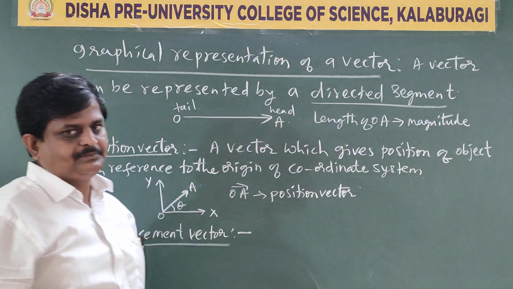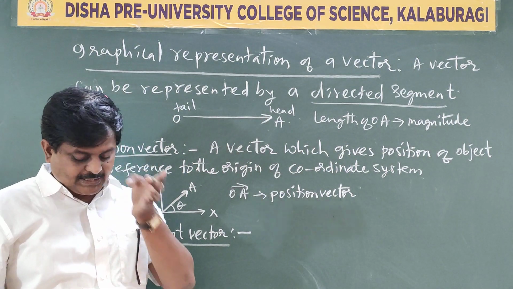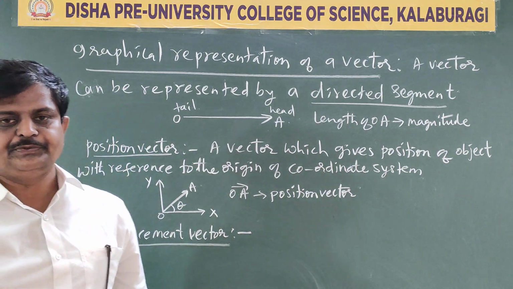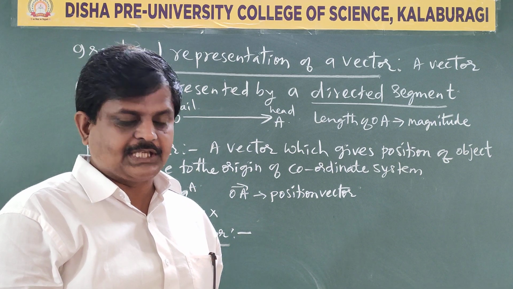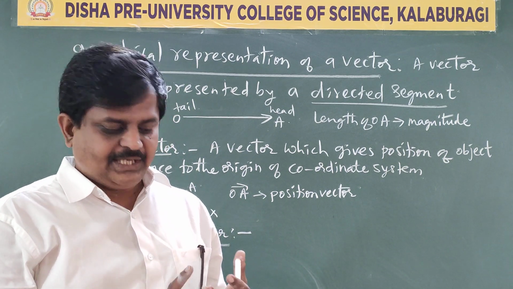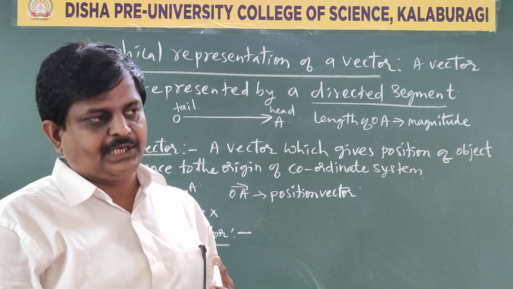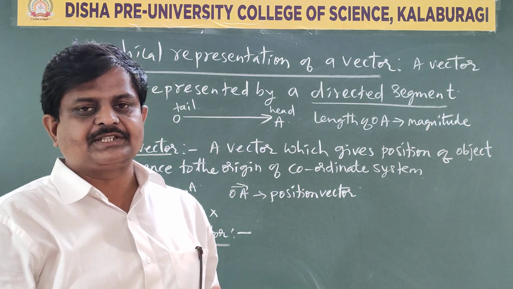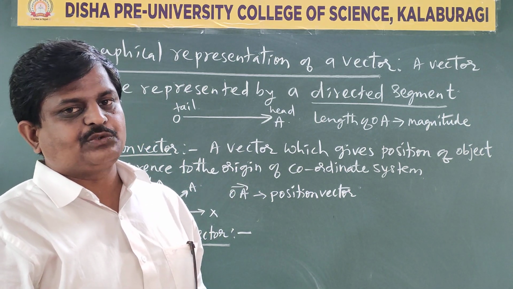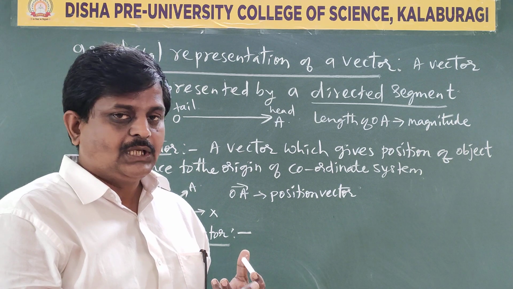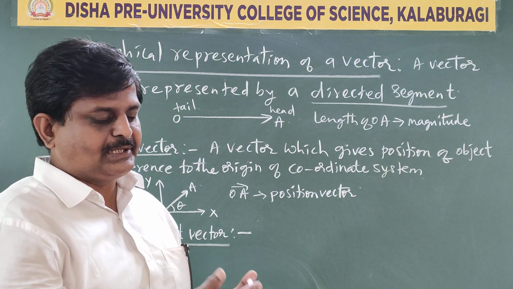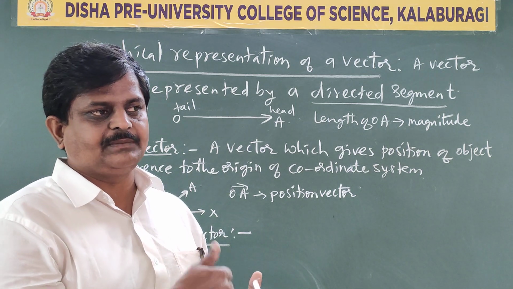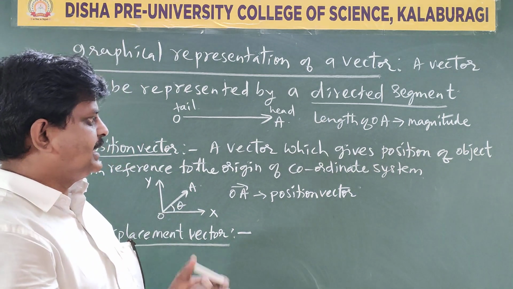Just see one more time. How to represent a vector graphically using what? A directed segment. In this directed segment, the arrow head indicates the direction. And how about the length of a directed segment? That indicates what? The magnitude of the vector. Is it not that the two aspects of a vector are covered over here? Because what are the two aspects of a vector? One is magnitude, other one is direction.